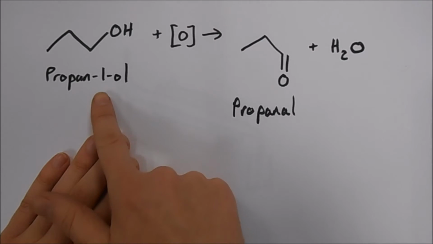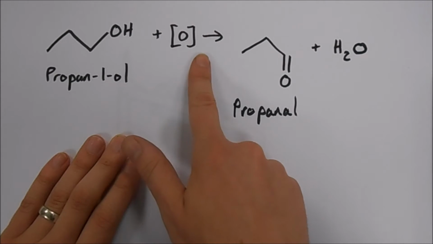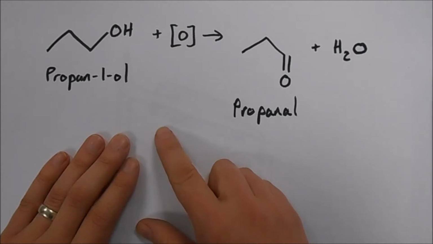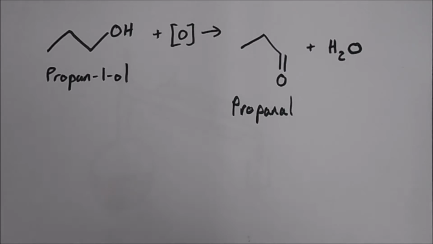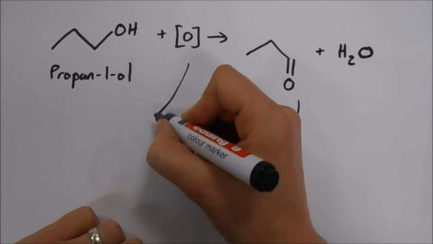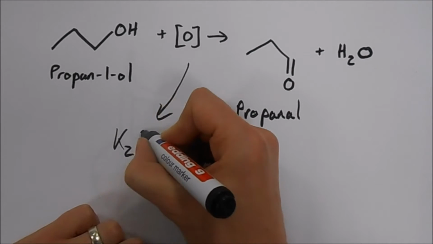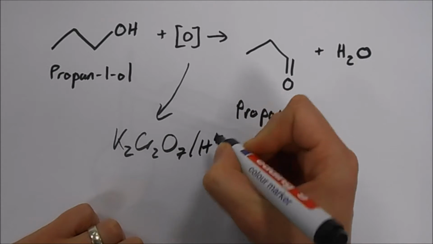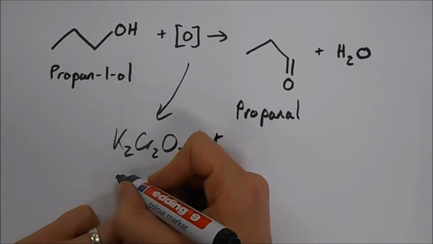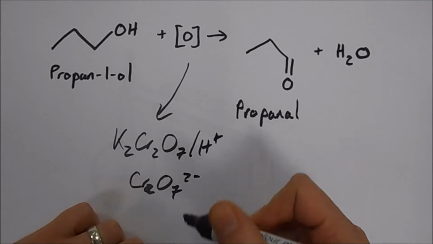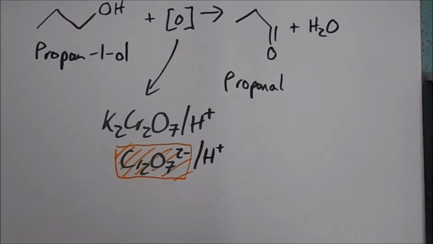We've got propan-1-ol I'm going to put into a reaction with an oxidizing agent. Now, the oxidizing agent we represent with an O in square brackets. And in this case, what we're going to use is acidified potassium dichromate, which is K2Cr2O7 with acid. You might also see this written as Cr2O7 2 minus H plus. So this is a dichromate ion and it's orange.